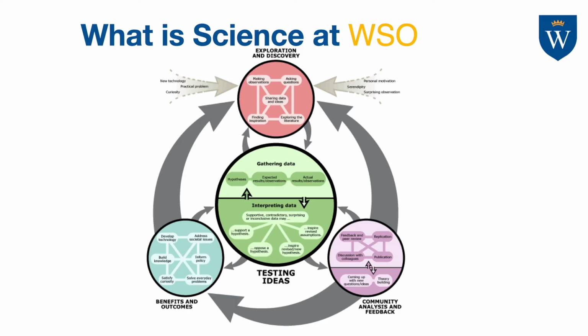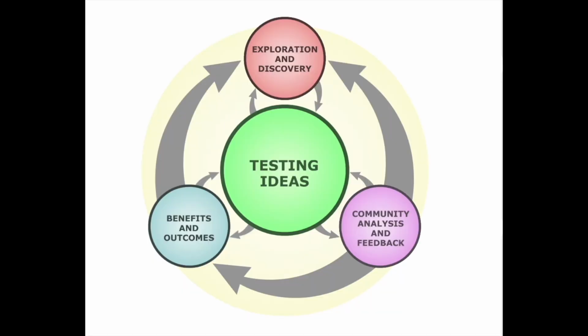We are now bringing ourselves onto a Science at WSO model. This is the flow diagram that I was talking about earlier, and I will talk you through this flow diagram now. This is so that you gain an understanding of what science is truly about at WSO and all the different elements that we use within our science investigations. A science investigation has multiple parts, such as exploration and discovery, then that links into testing ideas, community analysis and feedback, and the benefit and outcomes of our investigations.